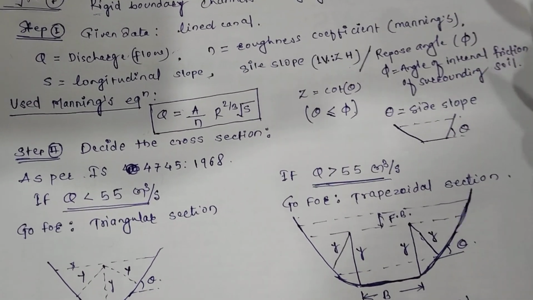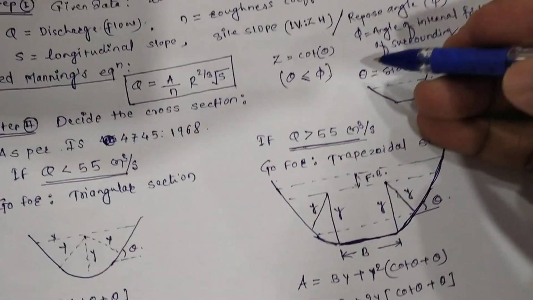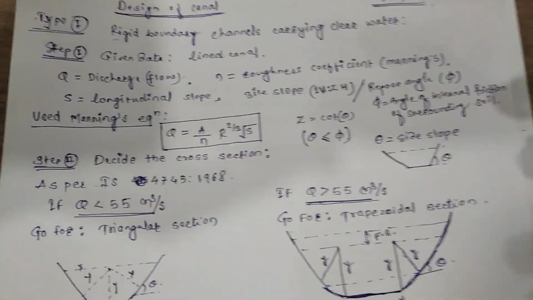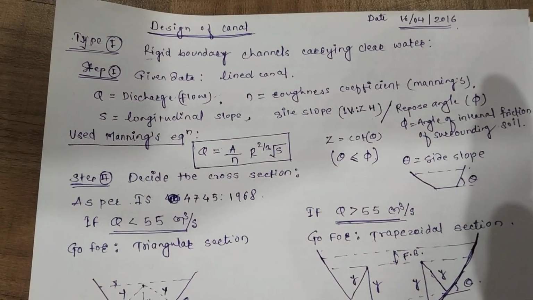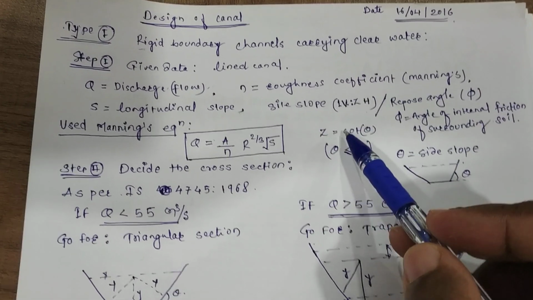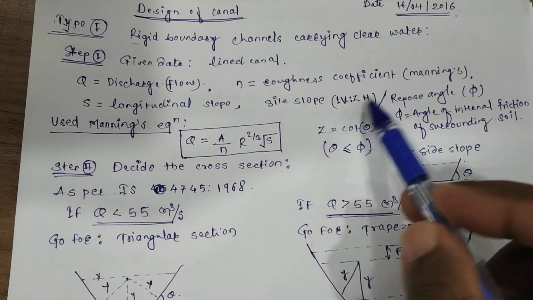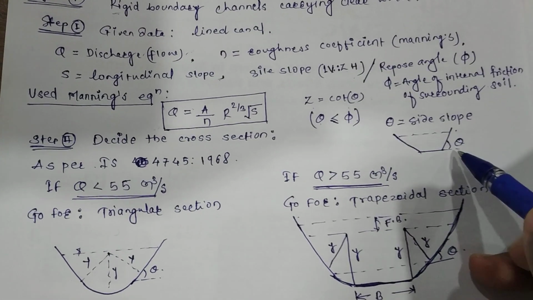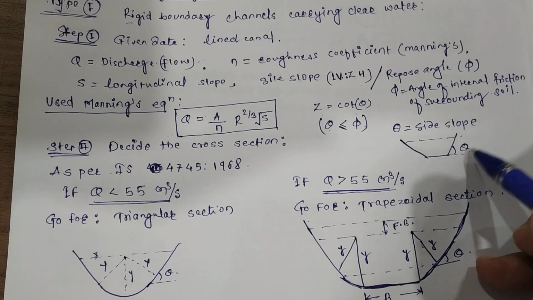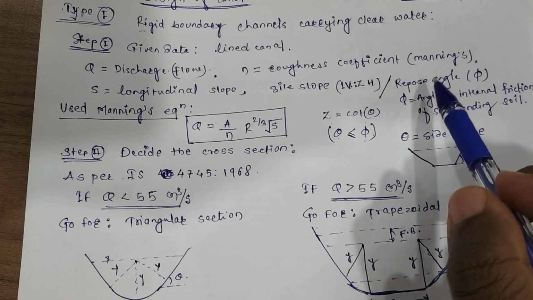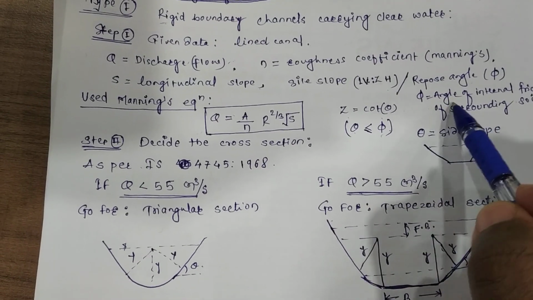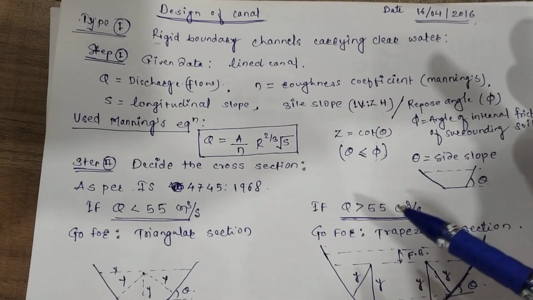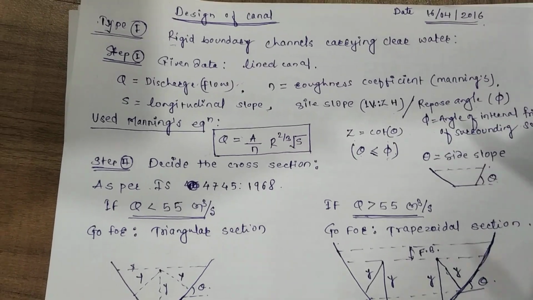If it is not given and the angle of repose is given, then we have to calculate the side slope, which must be less than or equal to the angle of repose, because the soil material must be stable. So we can easily get 1 vertical to z horizontal, where z is equal to cot theta, and theta is the side slope angle. Here the side slope angle is less than phi. Phi is the angle of repose, also called the angle of internal friction of the surrounding soil, meaning the soil nearby our canal.